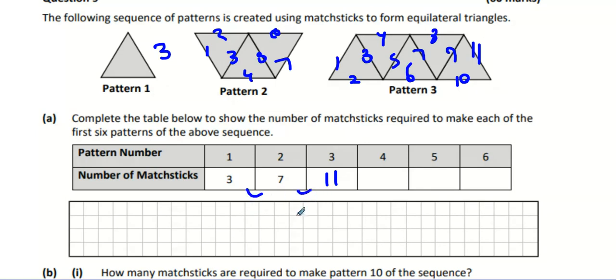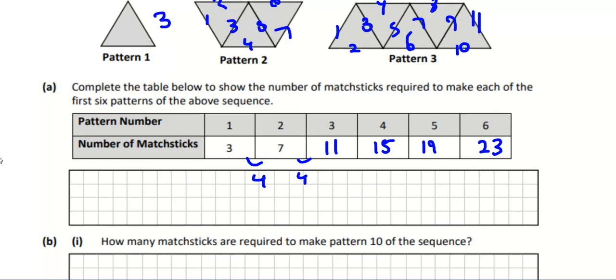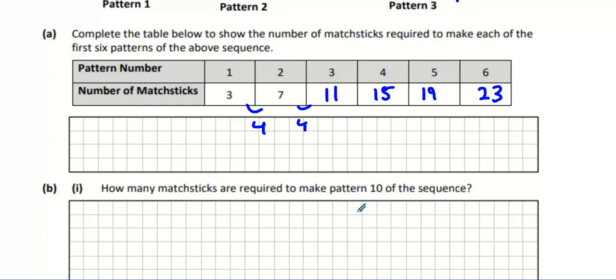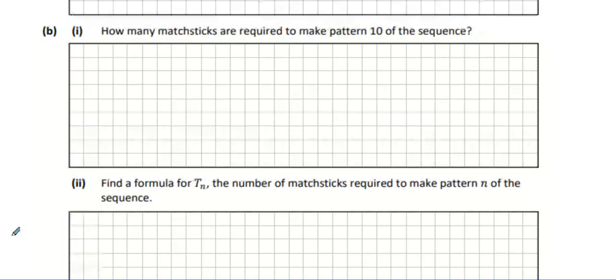We can see there's a gap of 4. It's an arithmetic sequence. So that means 15 for the next one. Keep adding on 4 all the way up. How many matchsticks are required to make pattern 10 of the sequence? And then after that, we need the general formula.